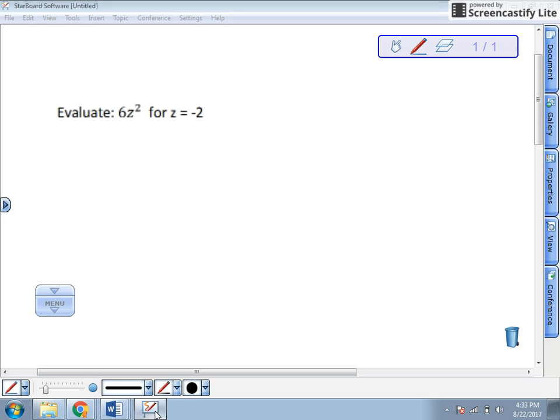All right, welcome to our notes on evaluating expressions using substitutions. We now know how to use order of operations to evaluate expressions. So now we want to take an expression, be able to substitute a value into it, and then still evaluate it.